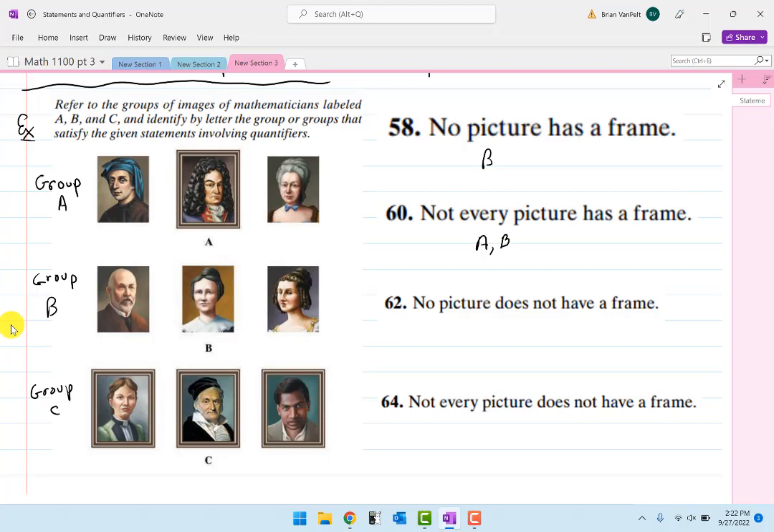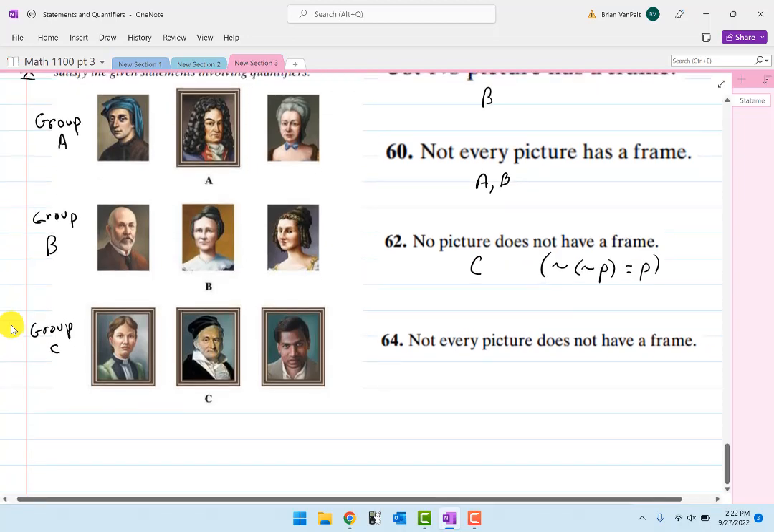No picture does not have a frame. So this is interesting here. Think about this. None of the pictures do not have frames. That means all the pictures have frames. That would be C. I want you to keep this in mind. If we do the negation of something, it equals the something itself. 64. Not every picture does not have a frame.